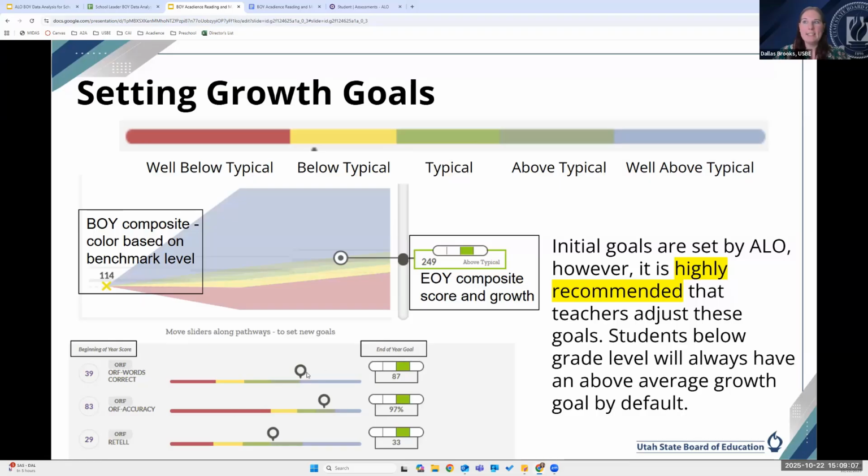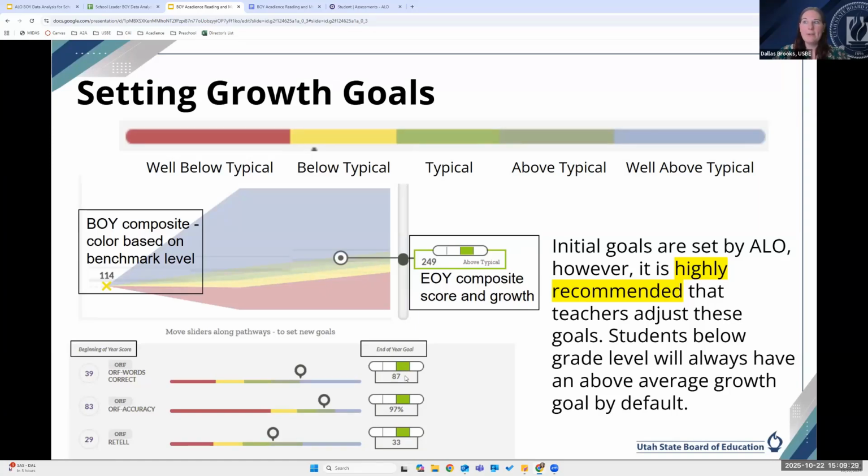If I adjust these sliders here, it tells me that this is what we're shooting for the student to reach on that specific measure. So right here, words correct, they got 39. We are shooting for them to get 87 words correct at the end of year. That would put them at a green for words correct.